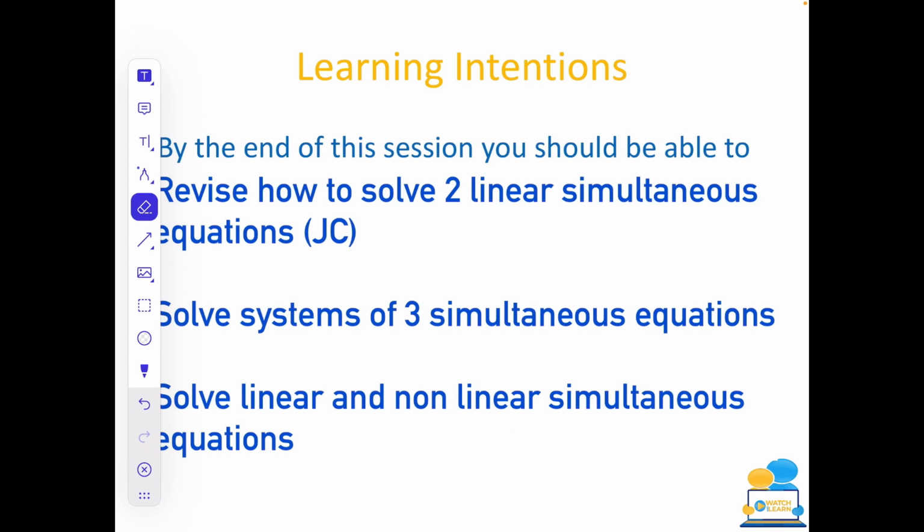So I'm going to divide this session up into 3 sections. So very, very briefly, we're going to revise the simultaneous equations you would have done for Junior Cert. So if you are unsure of these, watch me do my example. And then if you're still unsure after that, I really strongly advise you going back and trying a few on your own, just because we're going to need that for the Leaving Cert style ones.